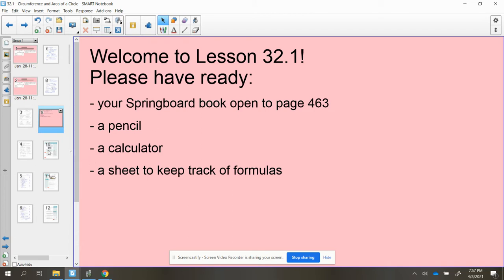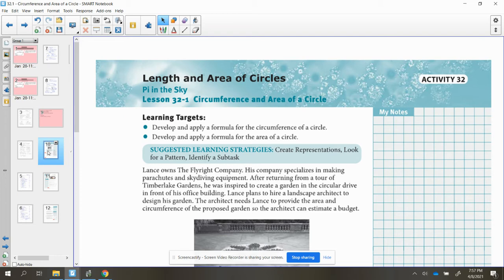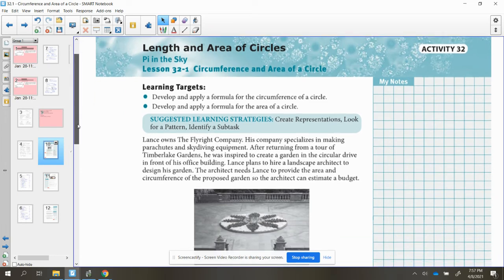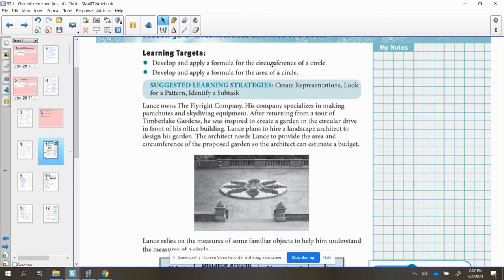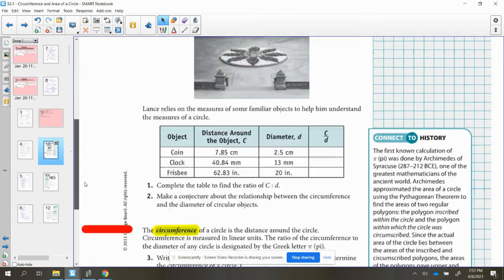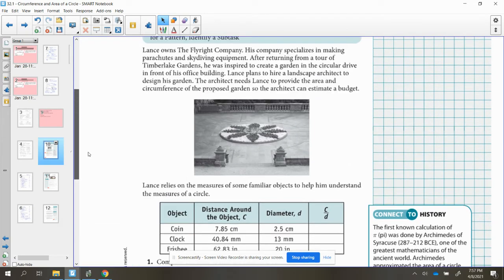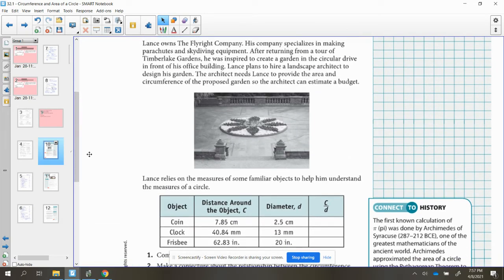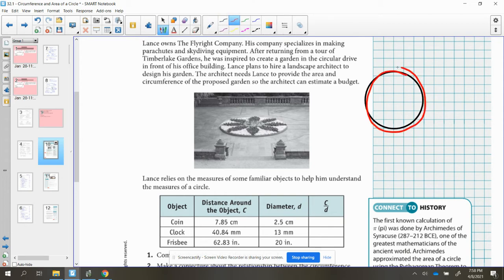Now, on page 463, we see this figure here, and again we see that our objectives today are going to be to find the circumference of a circle and the area of a circle. Now, when we look here at the circumference and what that means, I like to think of it as the perimeter of a circle. It's this distance that is around your circle. So this length here is in just units, not units squared, just units.